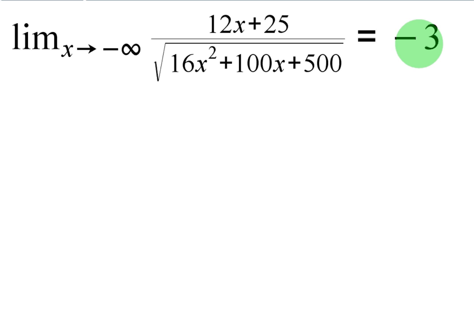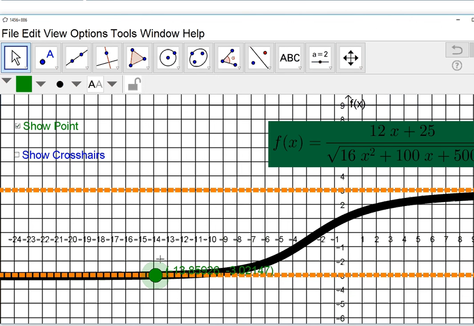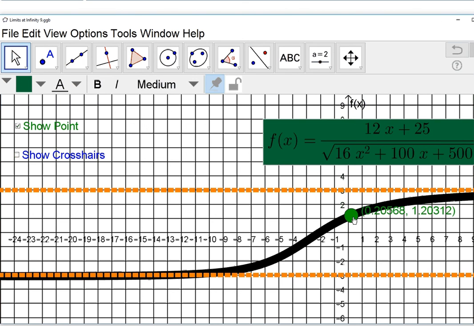Let's go ahead and take a look at the graph. Okay, so here's our graph. We're going to drag this point somewhere in the middle. Here's our function right here. We're going to go ahead and drag it to the left, and we're going to see that the y value that it's approaching is going to be negative 3.